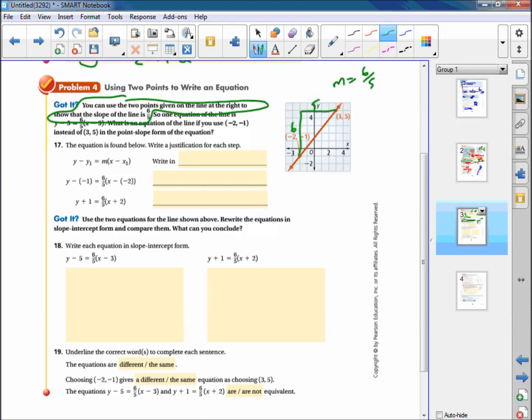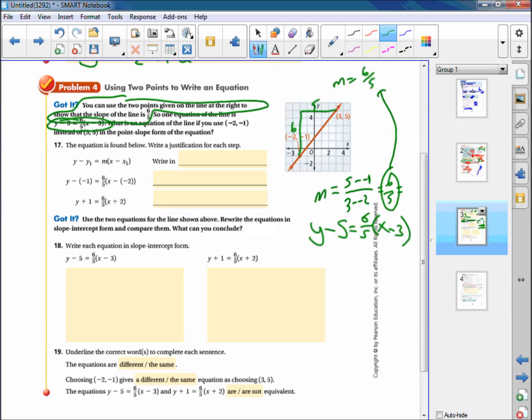I could also use the equation. So we could do the change in the y's, 5 minus negative 1, over top of the change in the x's, 3 minus negative 2. That's 6 over 5 for our same slope that we got by looking at the picture. Then we could use point slope form and 3, 5 to help us write one way. So we could say y minus 5 equals 6/5 times x minus 3. So that's what this part here is.